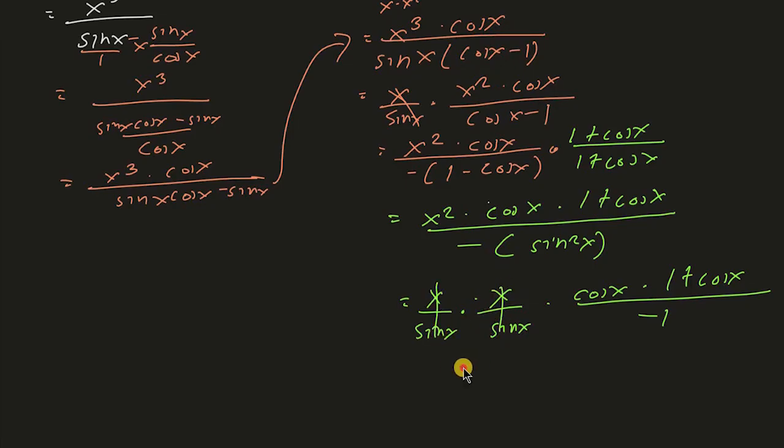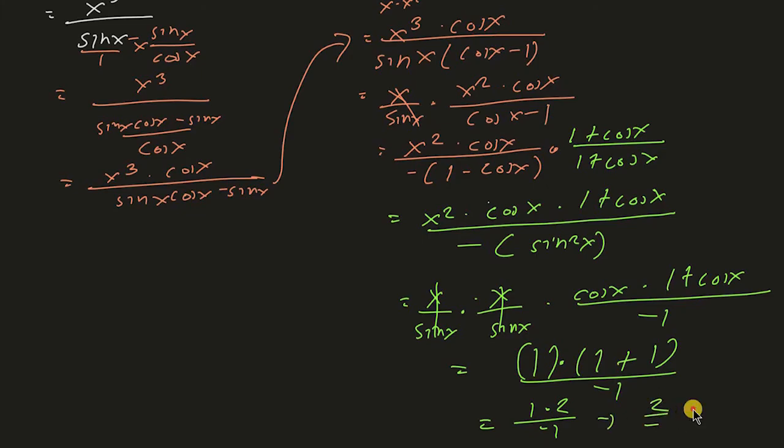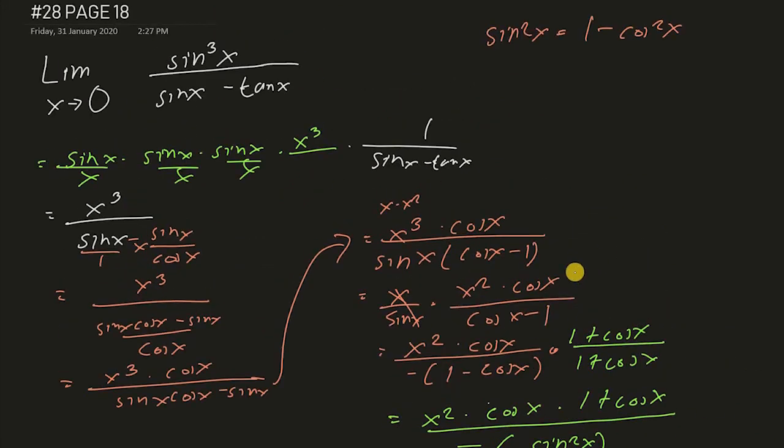So, ito, cancelled out, cancelled out. Now, pwede ko nang substitute dito yung 0. So, pag sinubstitute yung 0, cosine 0 is equal to 1 times 1 plus cosine 0 is 1 over negative 1. So, we have the answer 1 times 1 plus 1, that's 2 over negative 1. This is equal to negative 2. So, negative 2 is the answer of this limit.